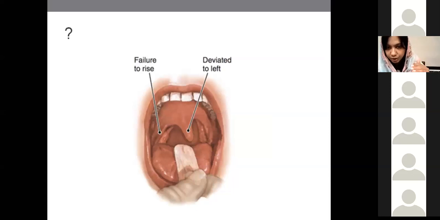Because the palate movement is downward, and the uvula is deviated by it towards the opposite side.